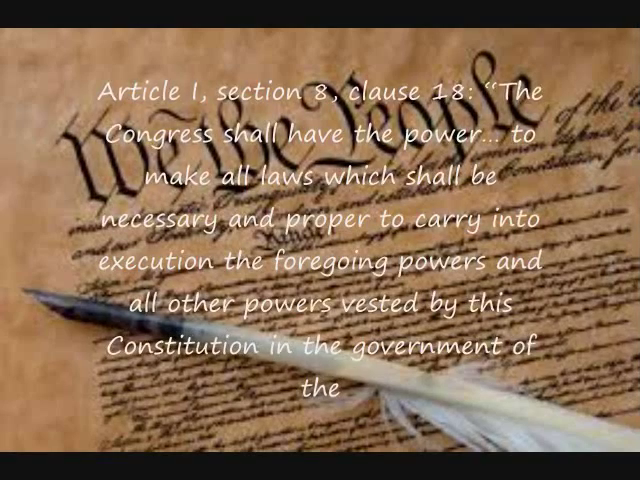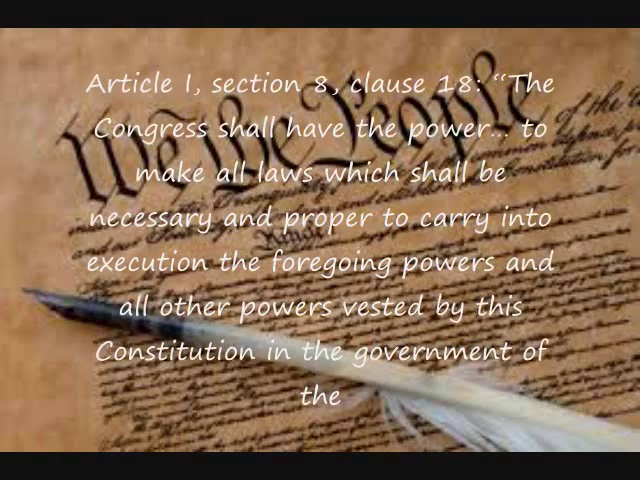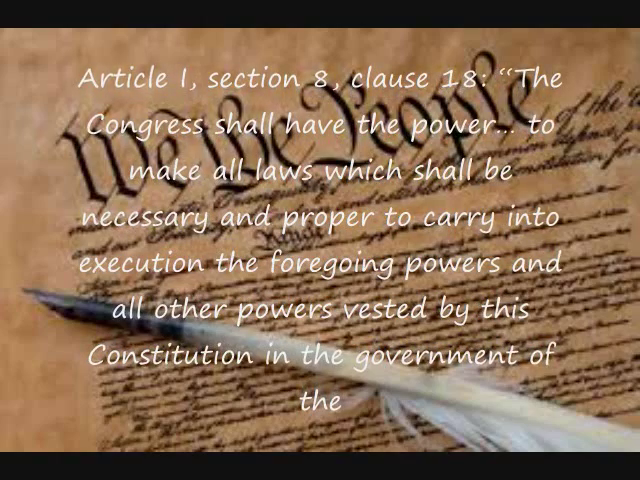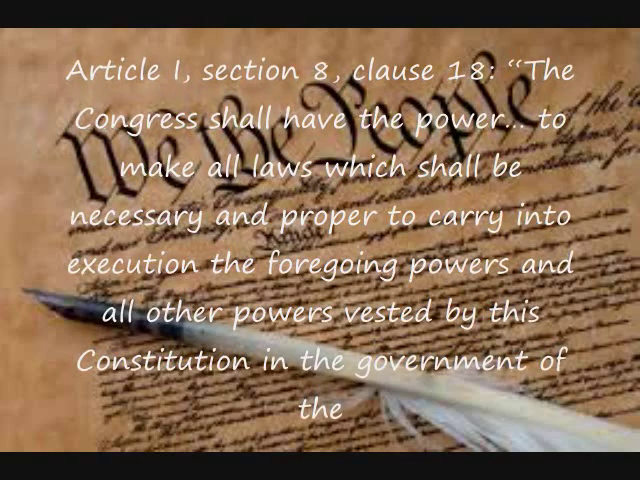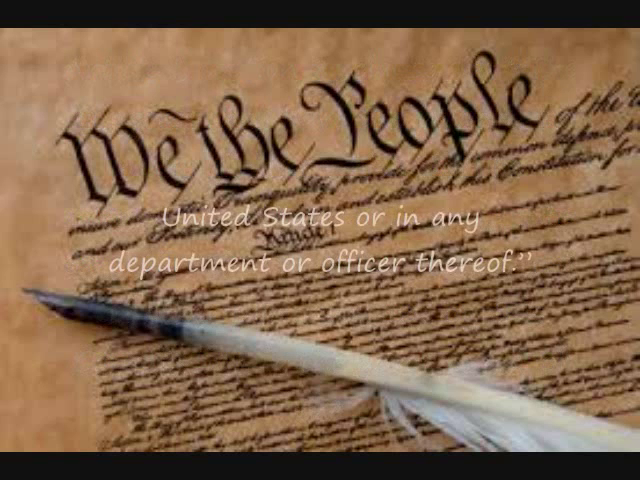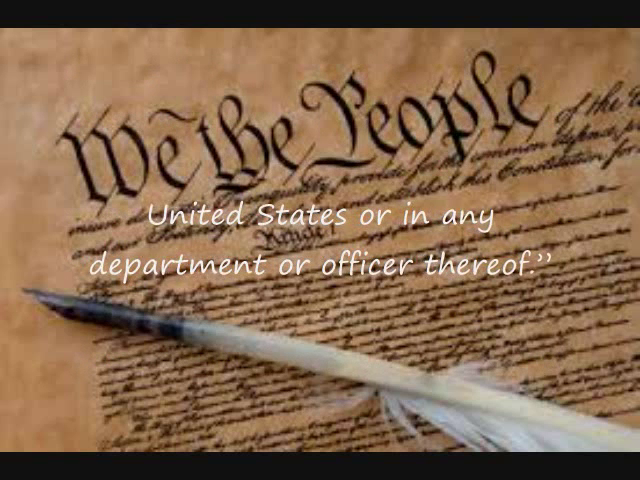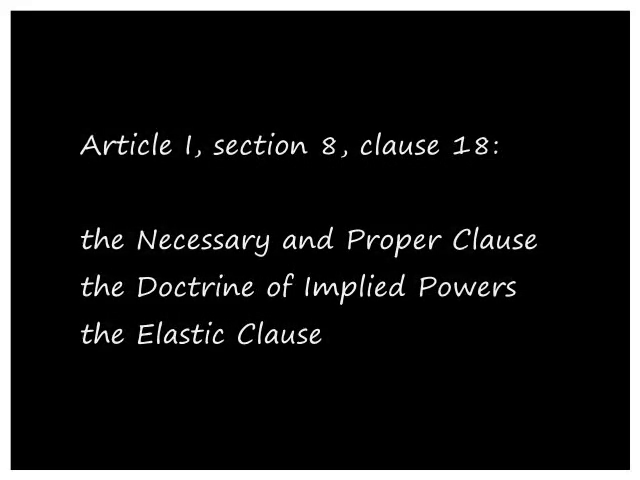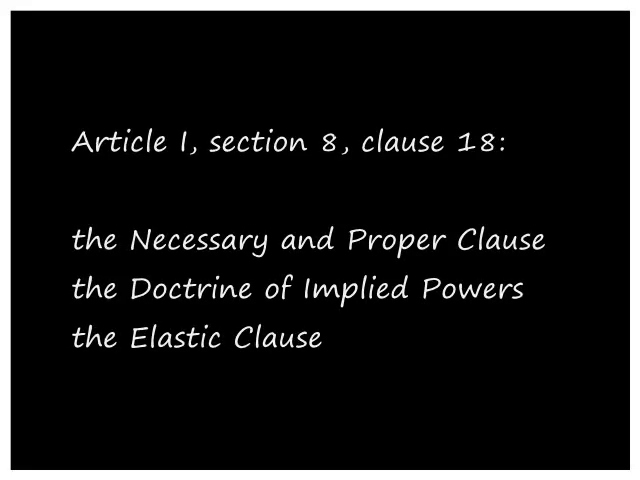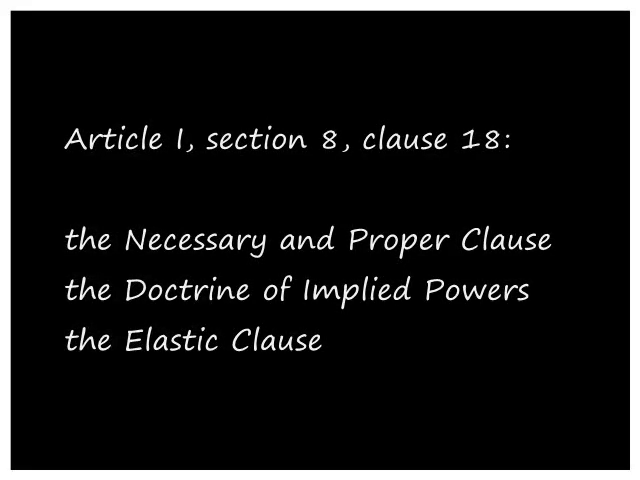The possibility of powers being delegated to the national government by implication stems from interpretation of Article 1, Section 8, Clause 18, which reads, "The Congress shall have the power to make all laws which shall be necessary and proper to carry into execution the foregoing powers and all other powers vested by this Constitution in the government of the United States or in any department or officer thereof." This provision is known as the Necessary and Proper Clause, also known as the Doctrine of Implied Powers, also known as the Elastic Clause.